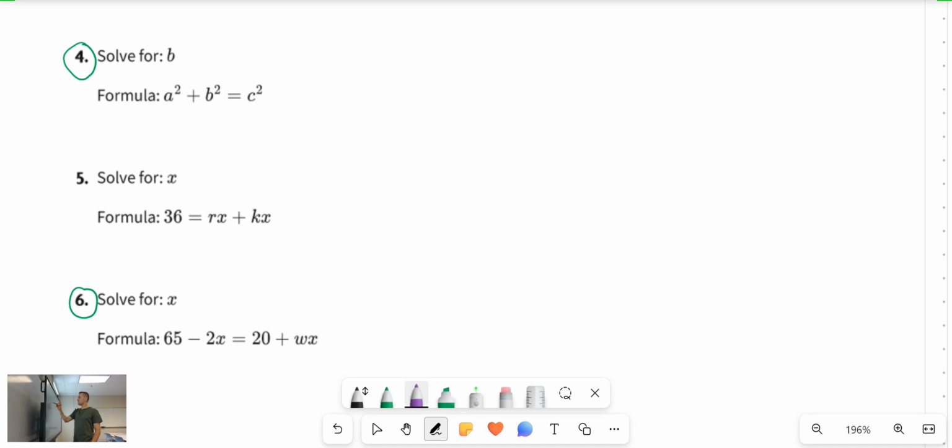All right, we need to get b by itself. So the first thing we're going to do is subtract a squared from both sides. Subtract a squared, subtract a squared. What are we left with? b squared equals c squared minus a squared.